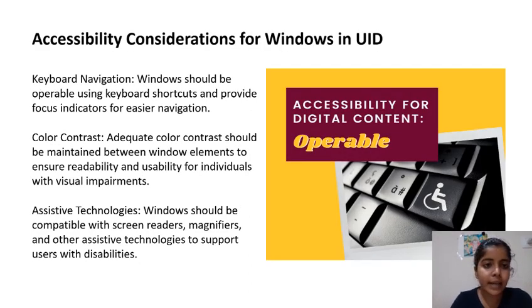So in this accessibility consideration for the windows in UID, that is keyboard navigation, the window should be operable using the shortcuts and providing the focus indicators for the easier navigation. Color contrast: adequate color contrast should be maintained between the window elements and ensure the readability and the usability for the individual with the visual impairments.